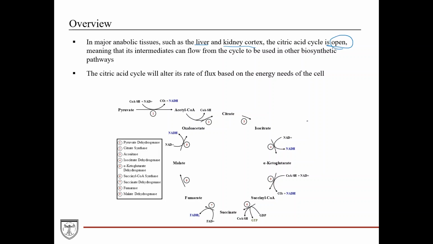And what that means is that these intermediates, so each of these is an intermediate and so on, can flow out of the cycle or they can flow in, and when they flow out, they can be used in other biosynthetic pathways. And as a result of that, the citric acid cycle will alter its rate of flux based on the energy needs of the cell. So if there's a greater need for energy and ATP, the citric acid cycle will increase its flux. If there's a decreased need for energy, obviously it'll decrease its flux.